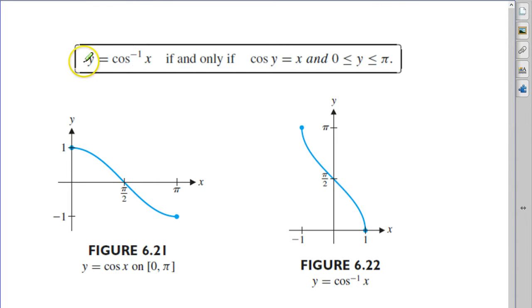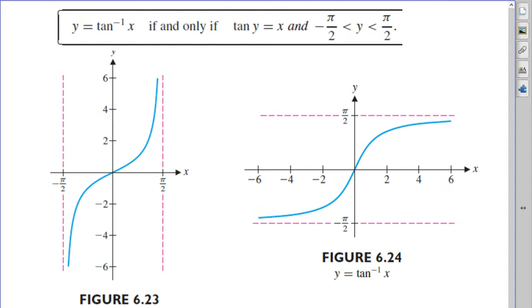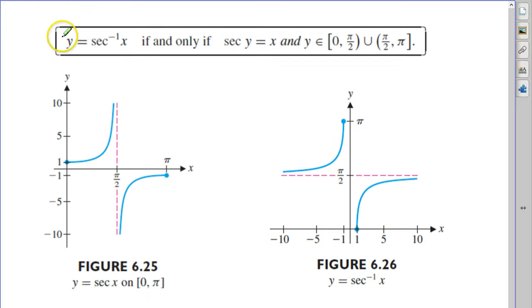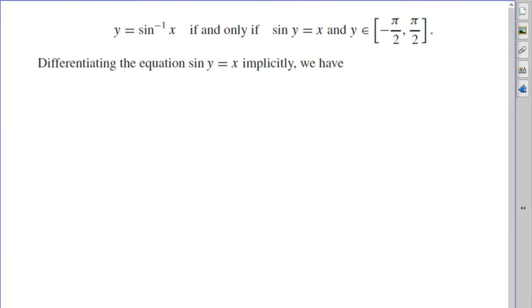Here's inverse cosine. Again, y equals inverse cosine of x if and only if cosine of y equals x. And here's the graph of cosine x, and here's the graph of the inverse. Same thing with tangent, if and only if tangent of y equals x. And these are important because they are going to go through the derivations for us. Again, here's tangent's graph, here's its inverse graph. And then inverse secant of x if and only if secant of y equals x.